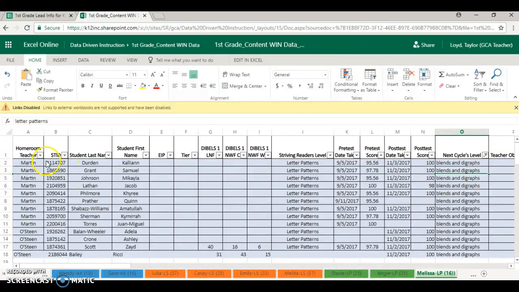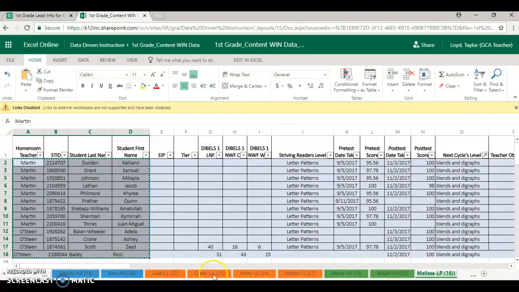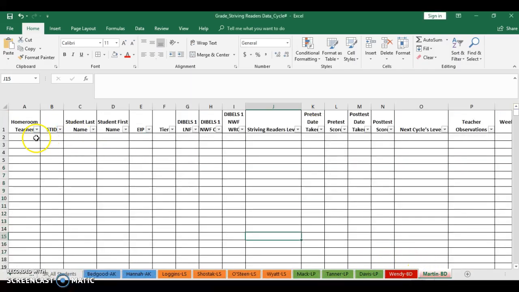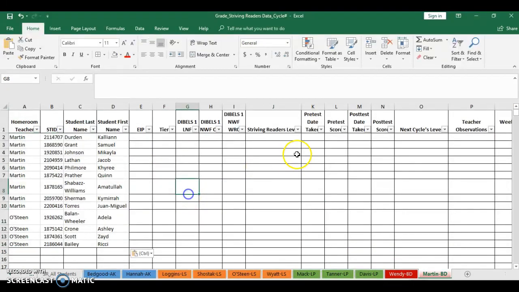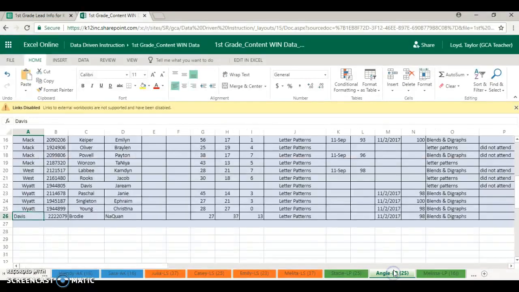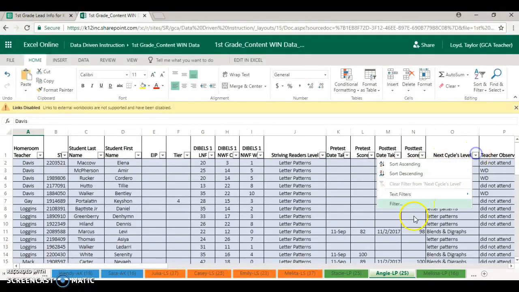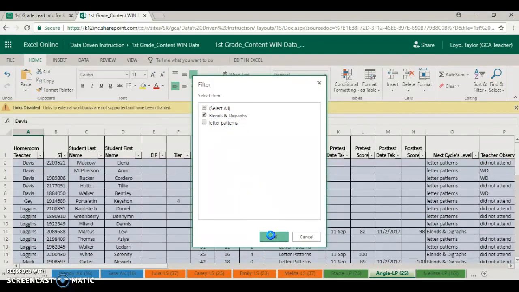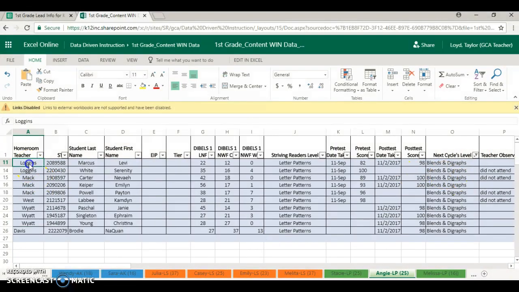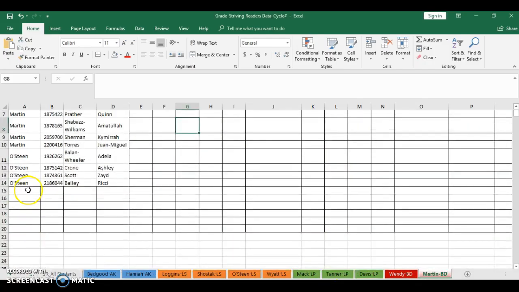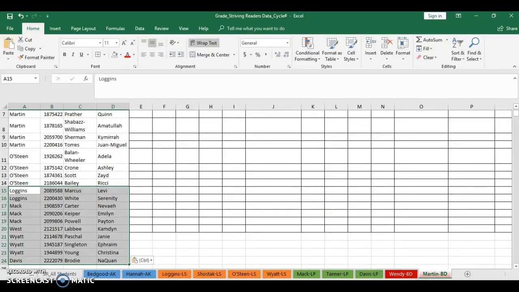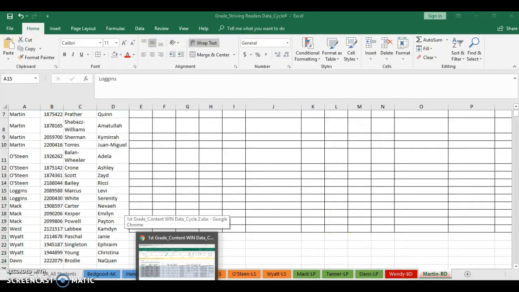But that's what I did here. So I would take these students, they all need blends and digraphs, copy, and paste. And then I would go to Angie's letter pattern group, figure out who needed blends and digraphs, and copy and paste them. Still all in Melissa's group, Melissa Martin's group.